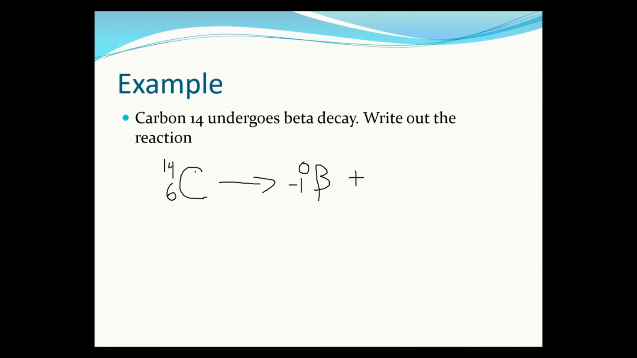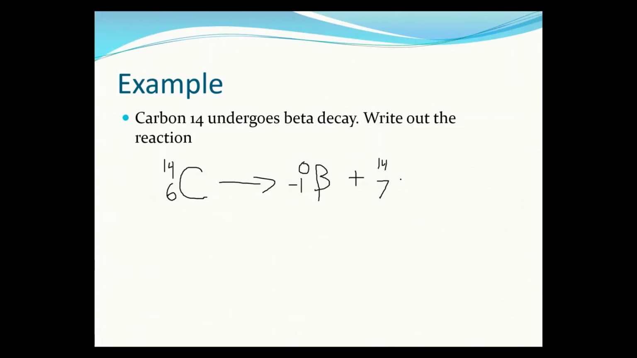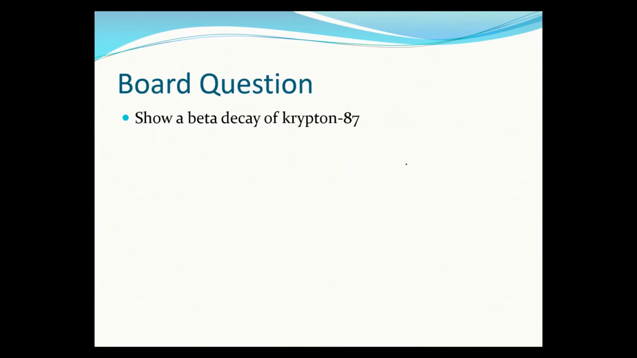And this one's a little bit trickier. Well, the top is easy. 14 plus 0 is 14, so that's good. But the bottom is -1. So I have to find a number here that if I add it to -1, it's going to equal 6. That's going to be 7, since 7 plus -1 is 6. So this number ends up getting bigger. And if we look up what 7 is, it's nitrogen. So carbon turned into nitrogen. Okay, try it on your own. So krypton 87.